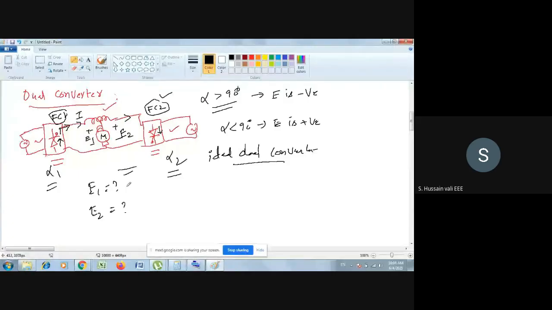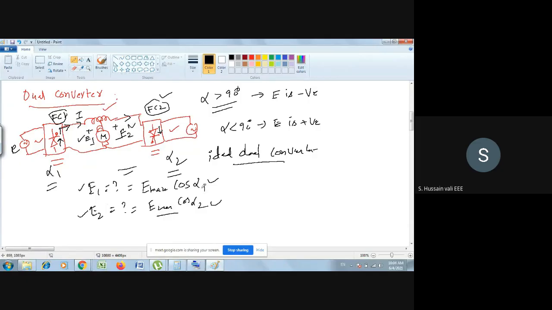E1 is from the full converter number 1. So it is E max, where E max is the supply voltage here. For example, if I take this as E, then it has a maximum value, and E1 is E max cos alpha 1. This is the formula. Similarly, E2 is E max cos alpha 2. So these are the two formulas, the voltage equations: E max cos alpha 1 for E1, and E max cos alpha 2 for E2.